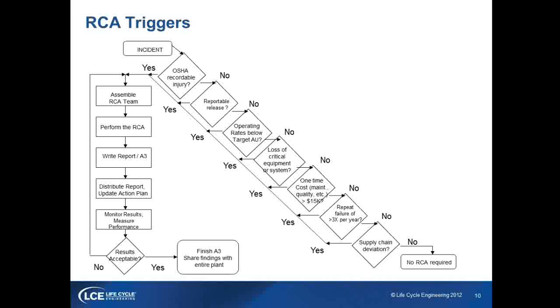So again, any one of these issues is going to be site or company specific, but this is just an idea to get you thinking about where our trigger limits should be set, and then if something meets that trigger threshold, then an RCA can be conducted. And then off to the left there, we say, okay, so how do we perform an RCA? Assemble the team, perform the RCA, prepare the report, put the action plan in place, and then measure and monitor the results, and then publish those results.